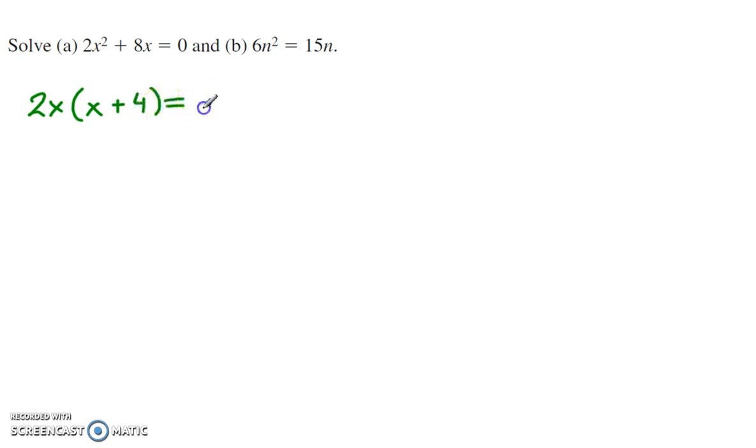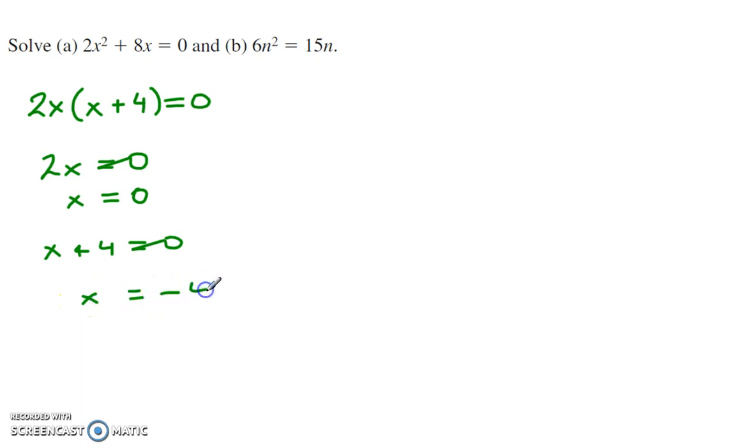So if that equals 0, then either 2x equals 0, in that case, we already had that one, x equals 0, or x plus 4 equals 0, so x has to be negative 4.